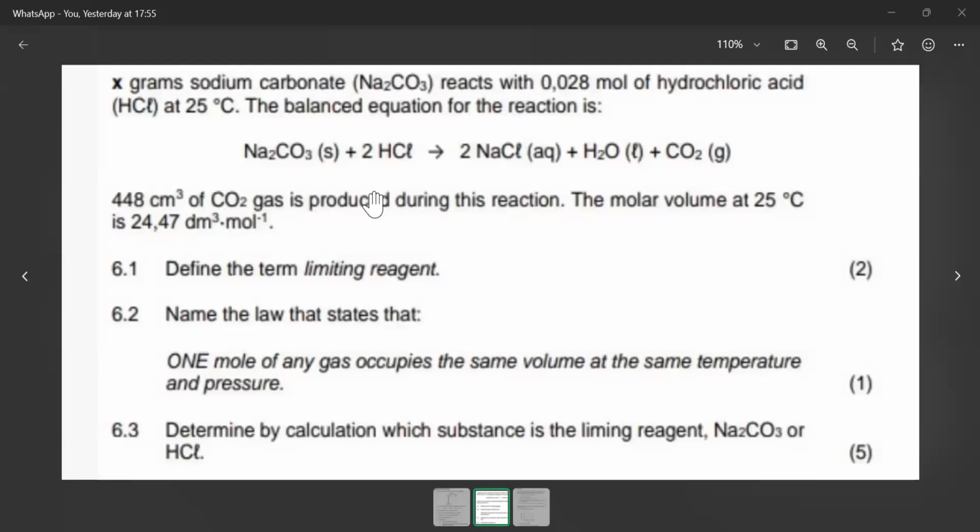X grams of sodium carbonate reacts with 0.028 mole of hydrochloric acid at 25 degrees Celsius. The balanced equation for the reaction is given. 448 cm³ of CO2 gas is produced during the reaction. The molar volume at 25 degrees Celsius is 24.47 dm³ mol⁻¹. Then the question is: define the term limiting reagent.